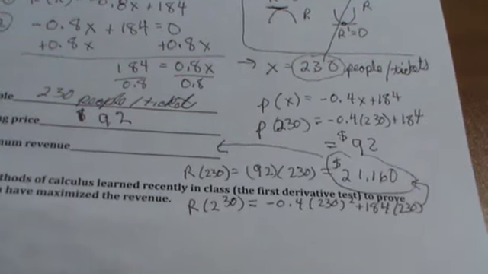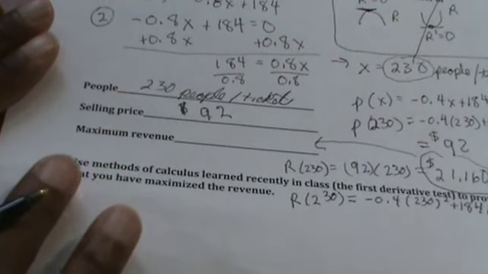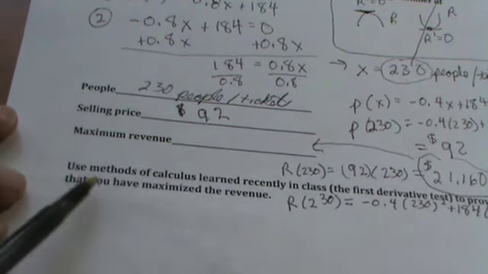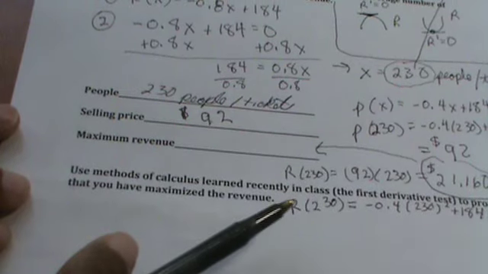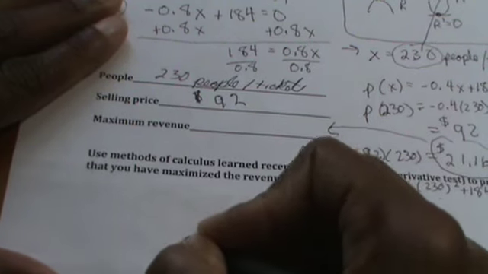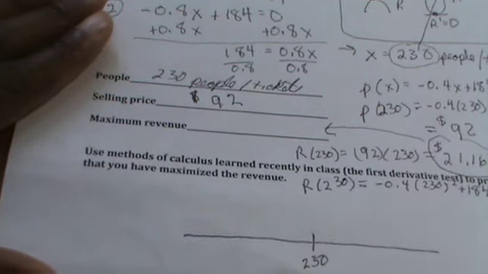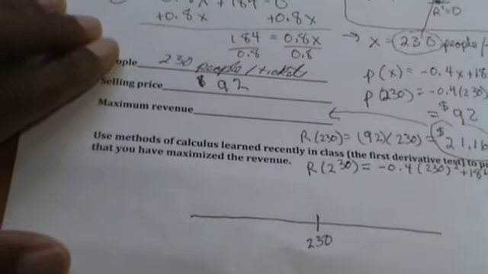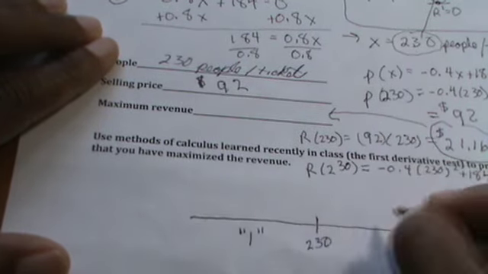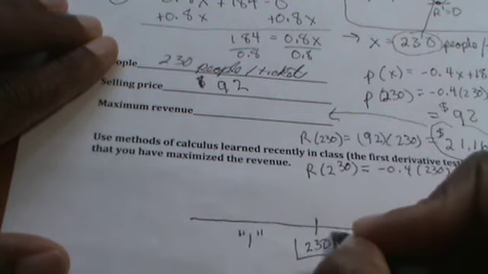I am human. All right, so the last step is this proof, and I would suggest that you pay very close attention because the proof can be about a quarter of the points for a problem like this. So it says, use methods of calculus learned recently in class to prove that you have maximized the revenue, and we're going to do the first derivative test. So that requires our number line. And it requires us to choose a number to the left of 230 and a number to the right of 230. Okay, we're trying to test out what happens at 230.